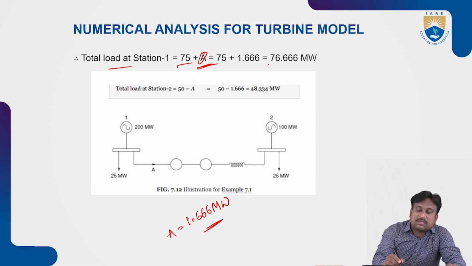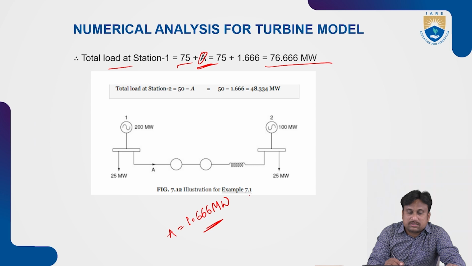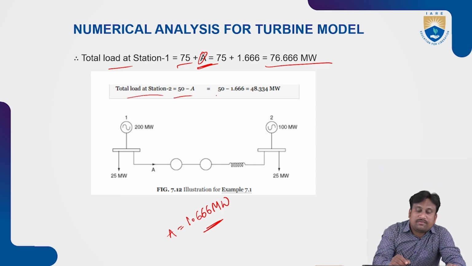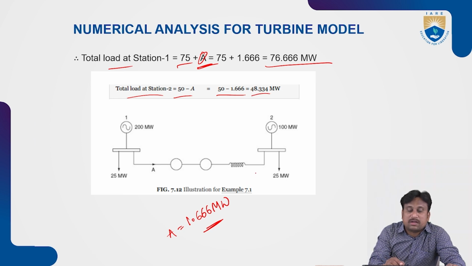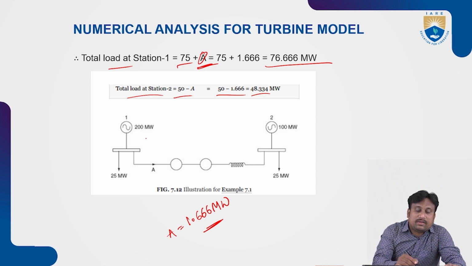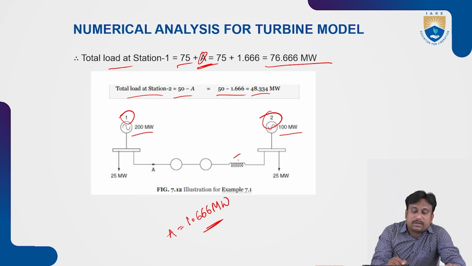That will be adding up to 76.666 megawatts. Now the total load at station 2 becomes 50 minus A, so 50 minus 1.666 means we are going to obtain 48.33 megawatts. So if the system is designed with 200 megawatts, 100 megawatts with the two generating stations, they are going to be separated by separate reactors feeding about 25 megawatts in each case, and they are going to make the resultant of this one.